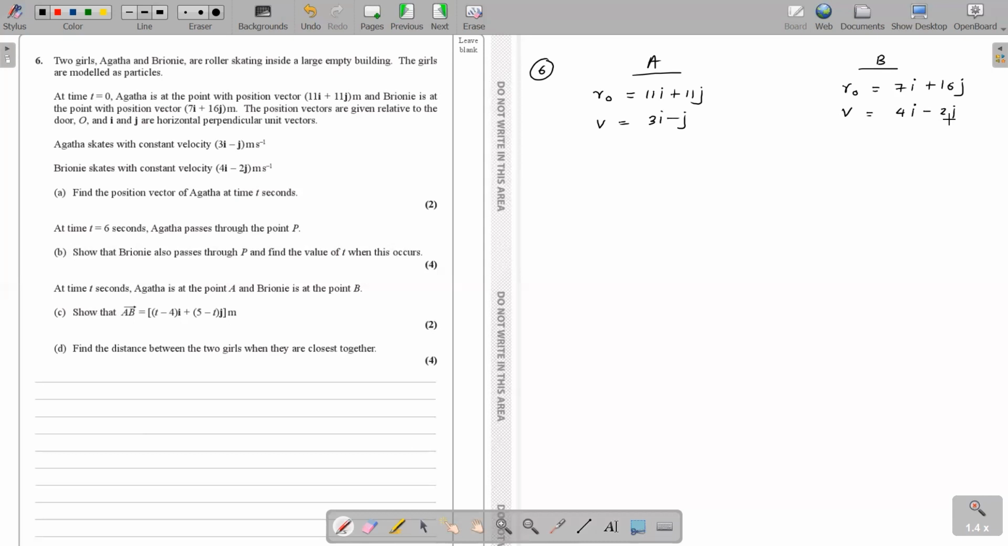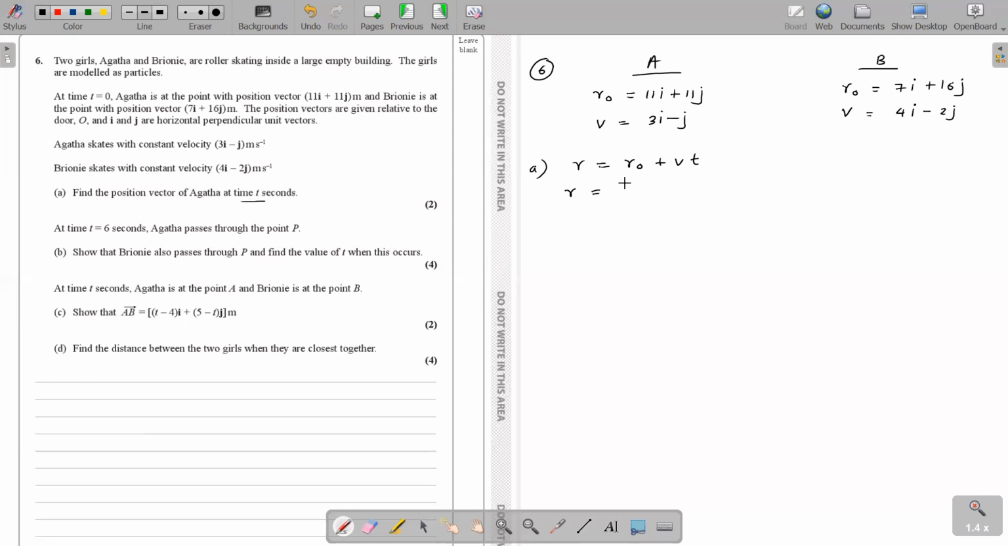Find the position vector of A at time t seconds. How do you find the position vector of A at time t seconds? What equation do we use? r equals r naught plus vt. This equation is only to be used when the object is moving at constant velocity. So this gives you the position vector: r naught is the starting coordinate, and r is the ending coordinate after t seconds. So you're supposed to get the coordinate in terms of t, right?